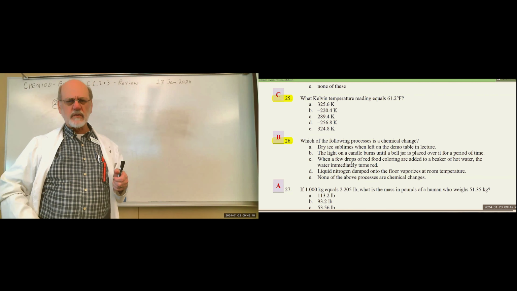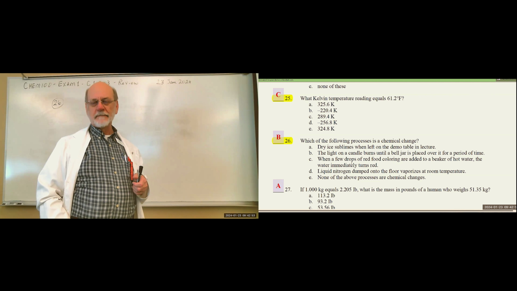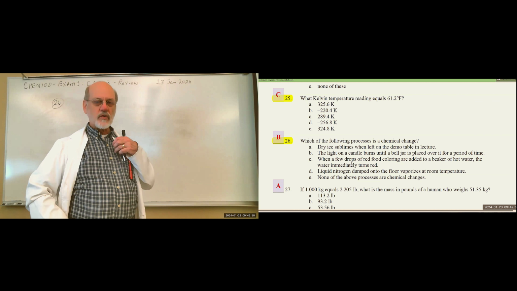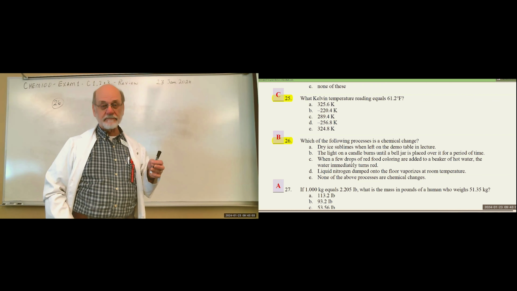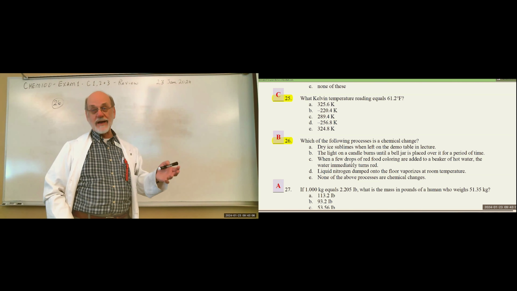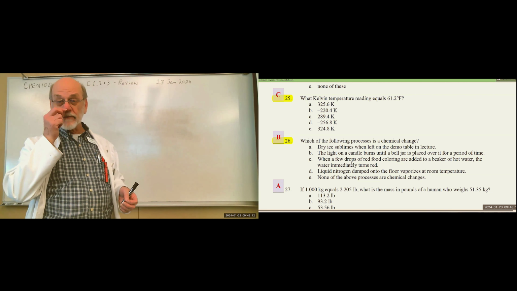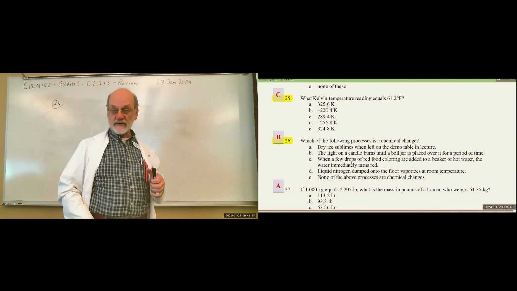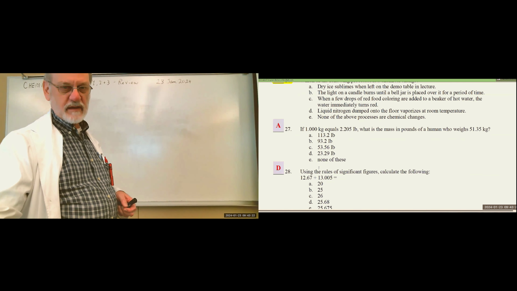And then if you look at the others, when a few drops of red food color are added to a beaker of hot water, the water becomes red. That's simply a solution. It's a mixture. As far as we're concerned, there's no chemical change there. Liquid nitrogen dumped onto the floor vaporizes. That's kind of like dry ice. It's just changing phase. And none of the above. We did find one that was a chemical change. B, the light on a candle burns until a bell jar is placed over it. All right, so 26 would be B.